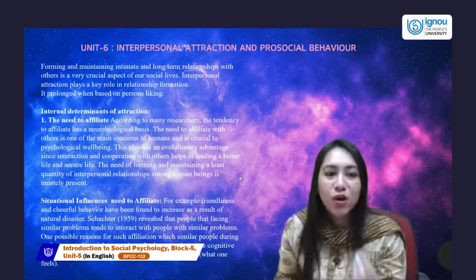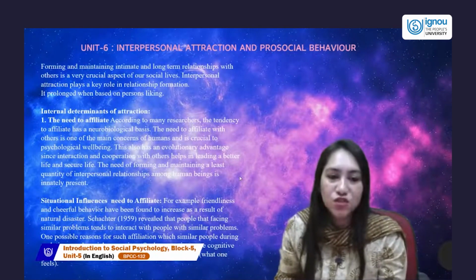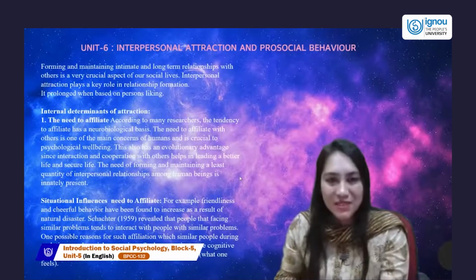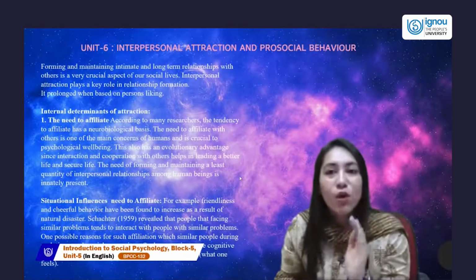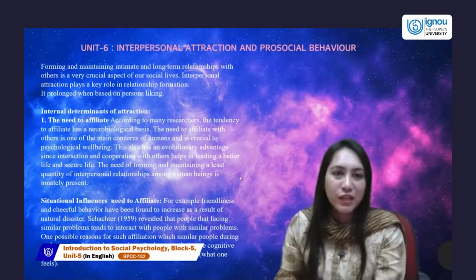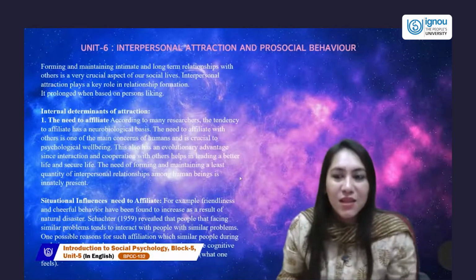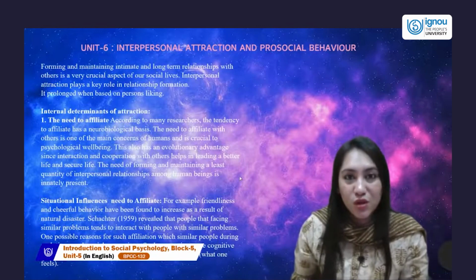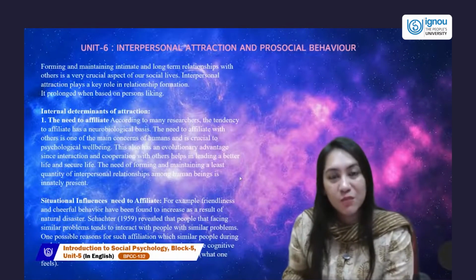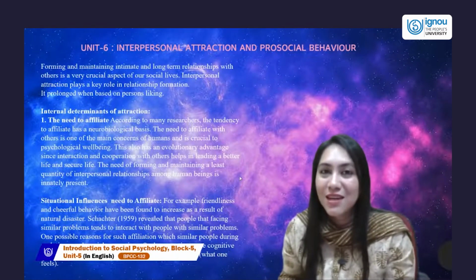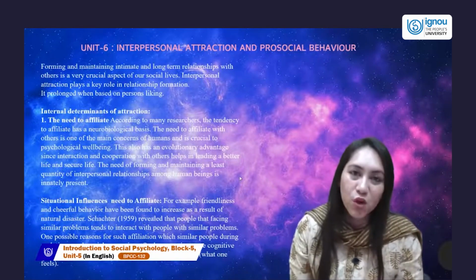So the need for interpersonal relationships among human beings is innately present, as I mentioned earlier. We are all born with this sense of affiliating with any group, any people. That's why orphans also want a foster house, also need an adopted house, because that's the innate need to have a family, to have a group that could be called their own.